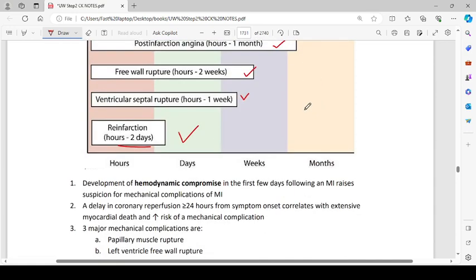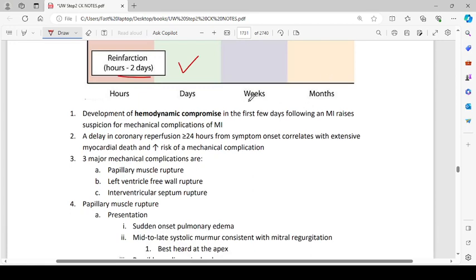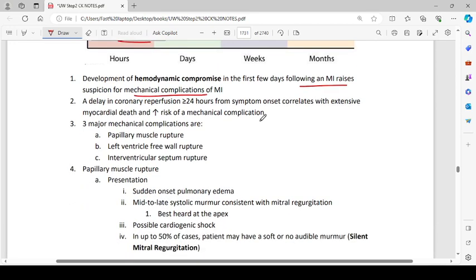Development of hemodynamic compromise in the first few days following MI raises suspicion for the mechanical complications of MI. Like suppose there is some papillary rupture or maybe some free wall rupture. A delay in the coronary reperfusion of more than 24 hours from the symptom onset correlates with extensive myocardial death and increased risk of mechanical complications.